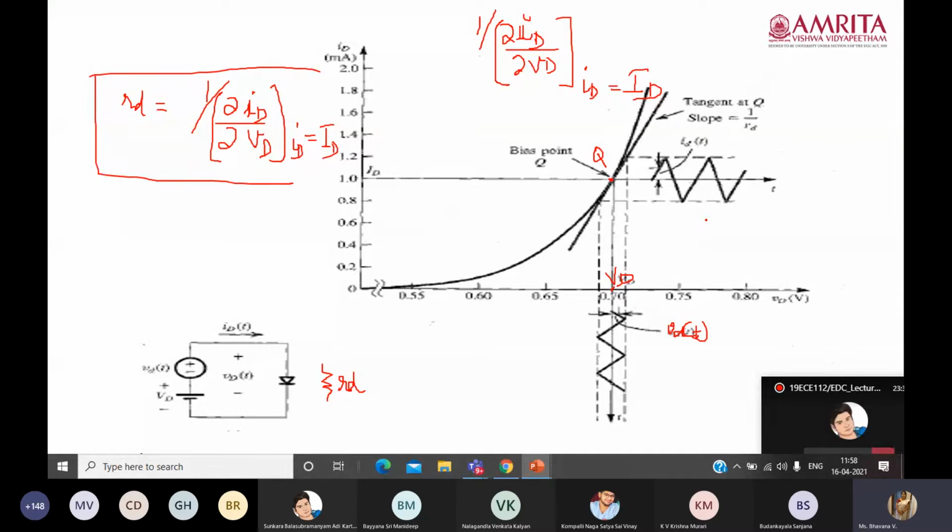Next heading, applications of diode small signal model.